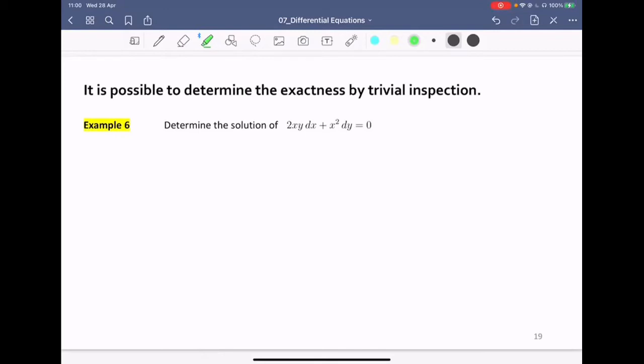All right, so first of all, let's say I have the differential equation here, 2xy dx plus x dy equal to 0.